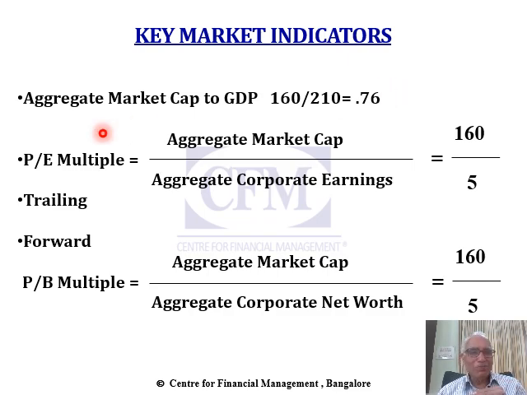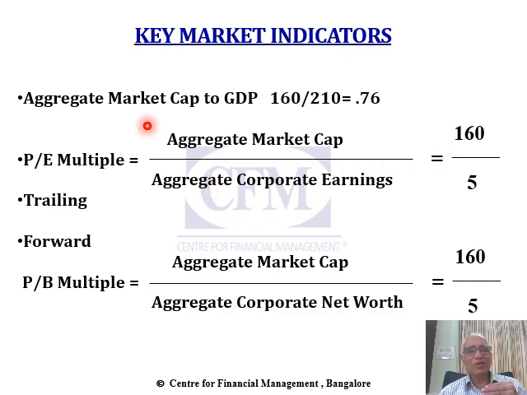Now, PE multiple is calculated on a trailing basis as well as a forward basis. When PE multiple is calculated on a trailing basis, we look at the actual aggregate corporate earnings for the year which has just rolled by.